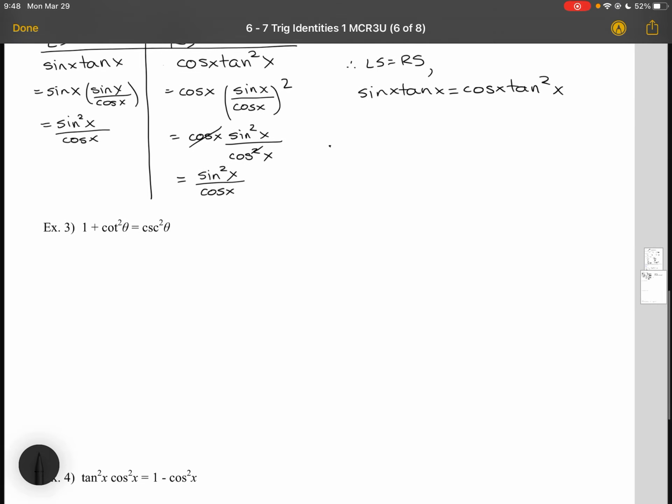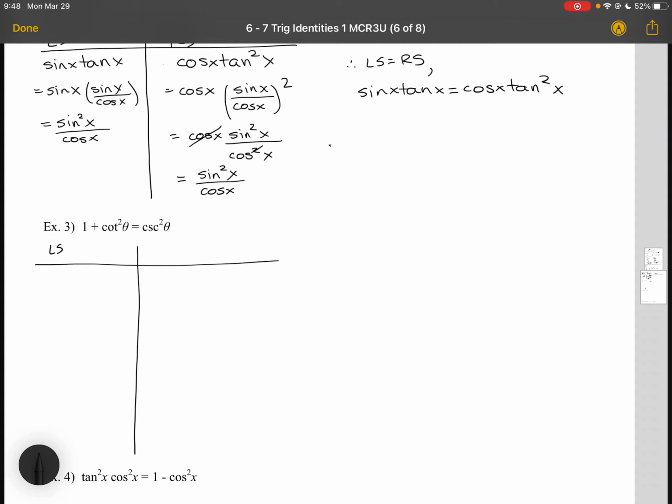So let's try another example here. We'll do two more. So the next one, now I've got 1 plus cotan squared theta equals cosecant squared theta. Okay, so let's think about what I'm going to do here. First thing I'm going to do is I'm going to split my sides, left side, right side. So I've got 1 plus cotan squared theta, and then I've got cosecant squared theta, which are my reciprocal trig identities.